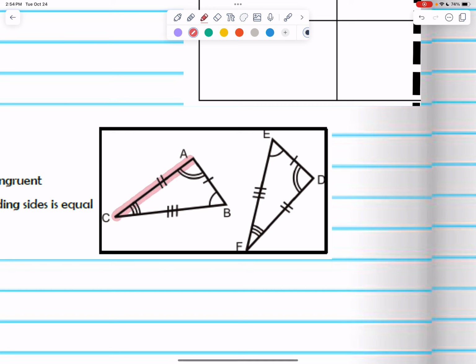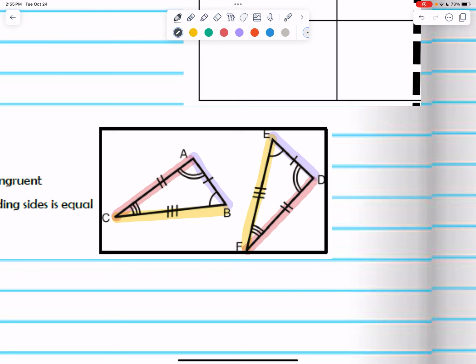side AC is going to be proportionate to DF. And side BC is going to be proportionate to EF. And then lastly, side AB is going to be proportionate to ED. Proportionate meaning that they've all been multiplied by the same number, or they may be completely equal. They may be multiplied by a proportion of 1.